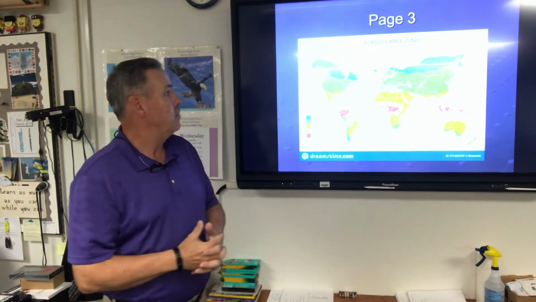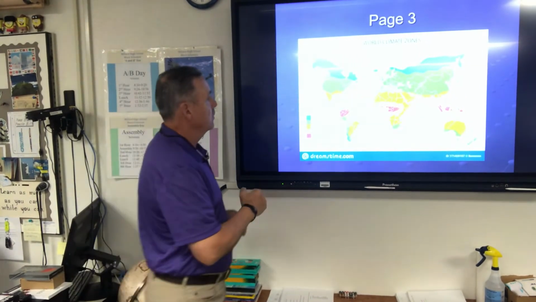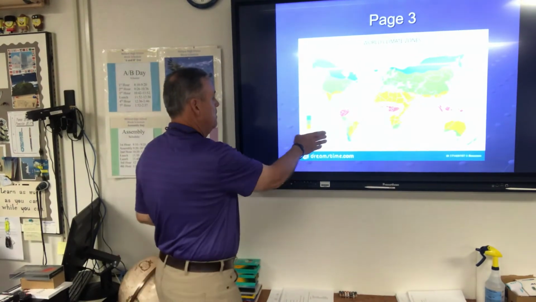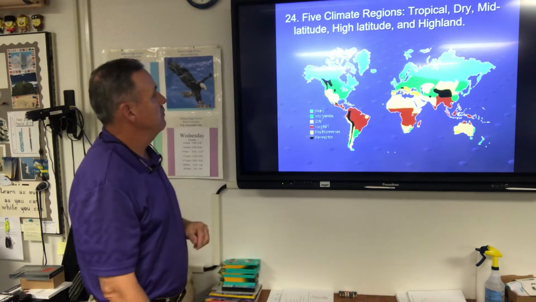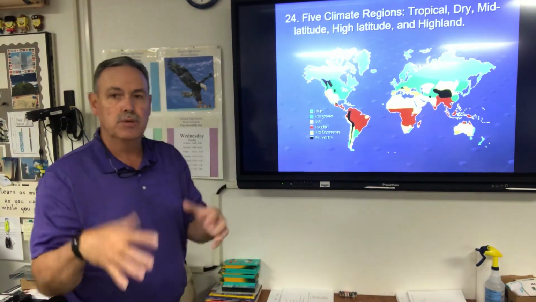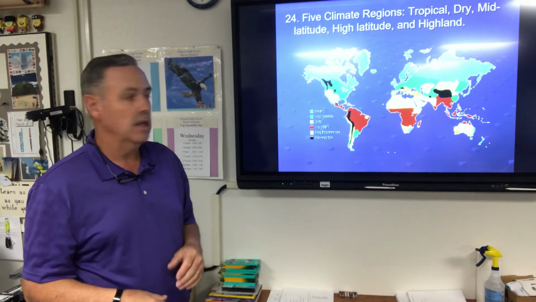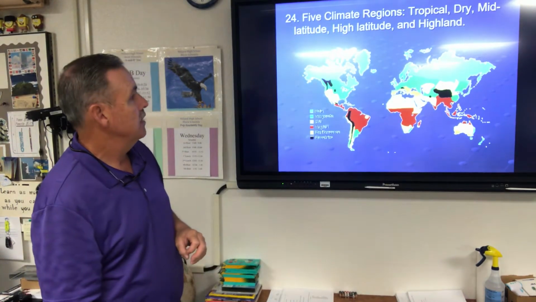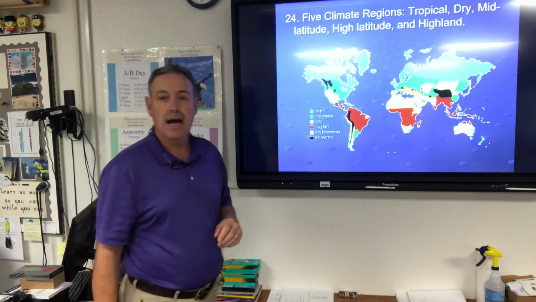Okay, this is page 3 for chapter 3 of World Geography. We're going to talk about world climate zones today. So, world climate patterns. The 5 climate regions, these are the major ones, and then they can be subdivided into smaller climate regions. Tropical, dry, mid-latitude, high latitude, and highland.